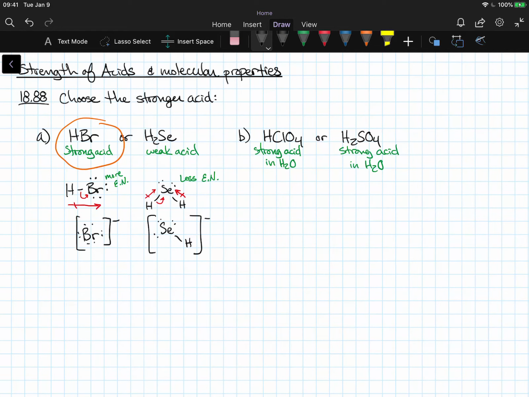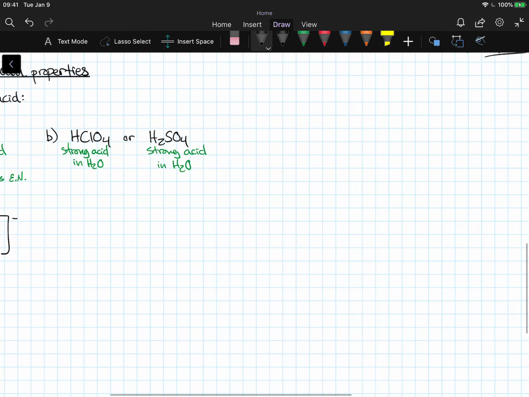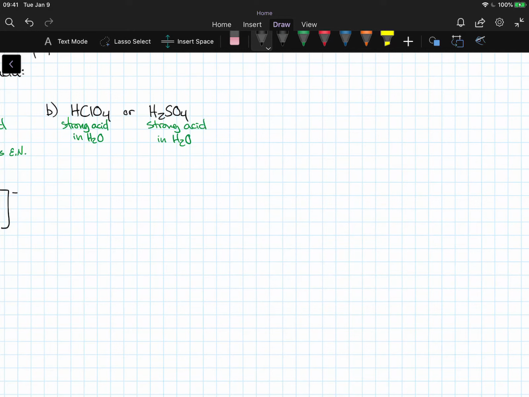But for now, we're going to need to draw the Lewis structures for these. So let's just go ahead and start. Let's draw the full diagram for this. And again, you're probably going to want to leave yourself some room. So I'm going to move this over here, give myself plenty of room.